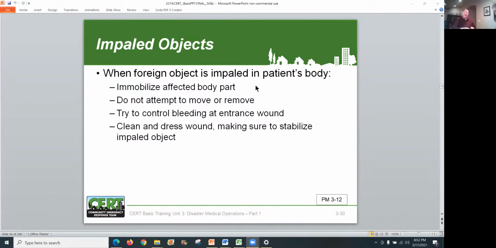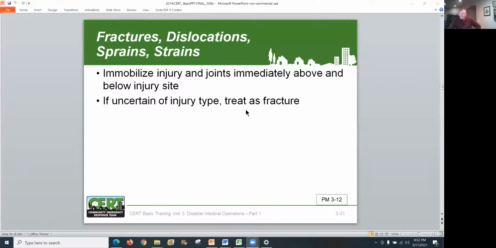You do things that are improvised sometimes, because if you're in a tornado, you don't have all your supplies with you. So you just stabilize the impalement. Fractures and joints: you immobilize the joint above and below the injury. And if uncertain of the type of injury, treat it as a fracture.